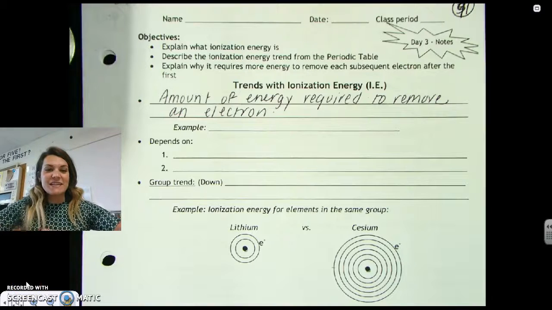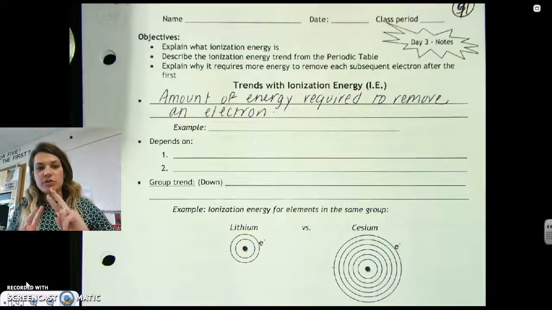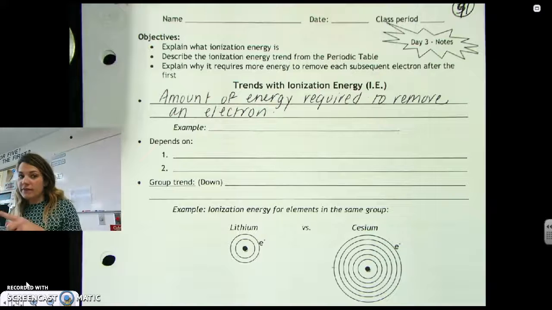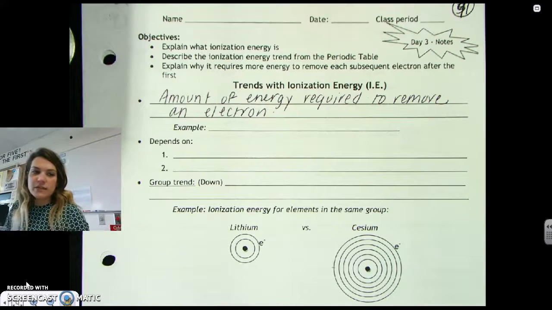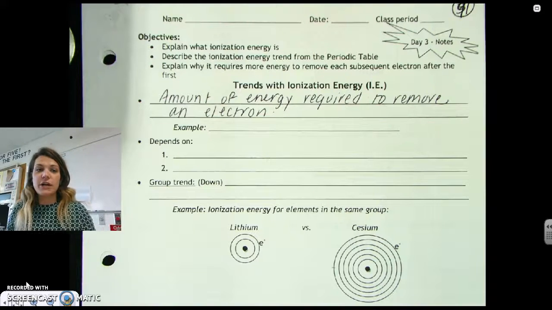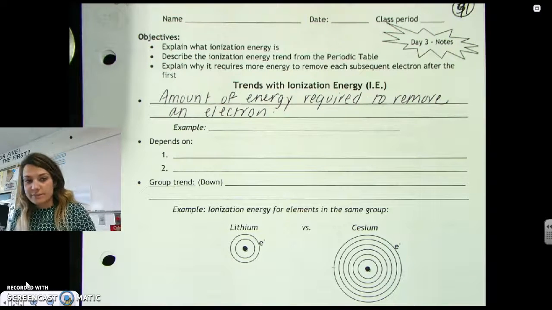Okay, during this lesson, we're going to talk about the trends of these two different things. First one is going to be ionization energy. The second one is going to be electronegativity. So at the end of this lesson, you're going to be able to talk about what ionization energy is, what the trend is that deals with ionization energy on the periodic table, and the same thing for electronegativity when we get to that.